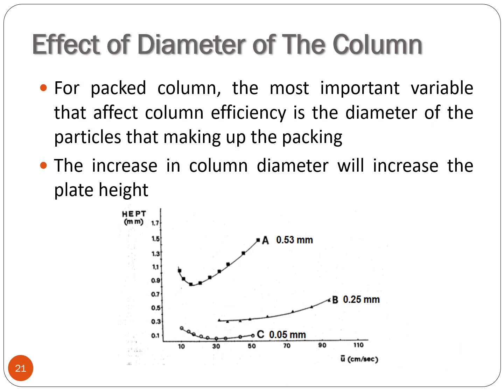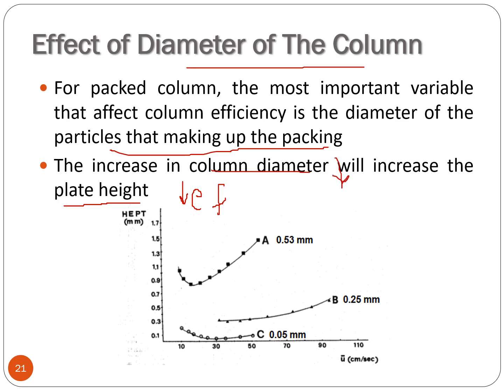Okay, for packed column, the most important variable that affects column efficiency is the diameter of the particle that makes up the packing. The increase in the diameter of the packing material, the stationary phase, and the increase in column diameter will increase the plate height. So this will decrease the efficiency if the diameter increases. So to get high efficiency, the column diameter must be decreased.